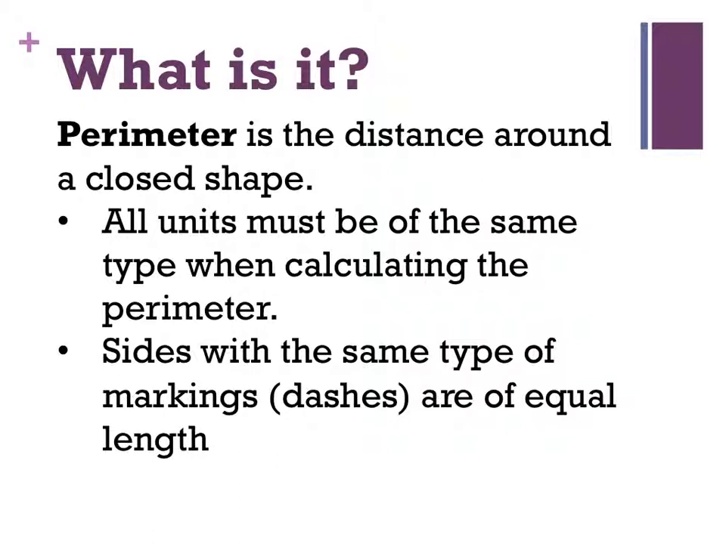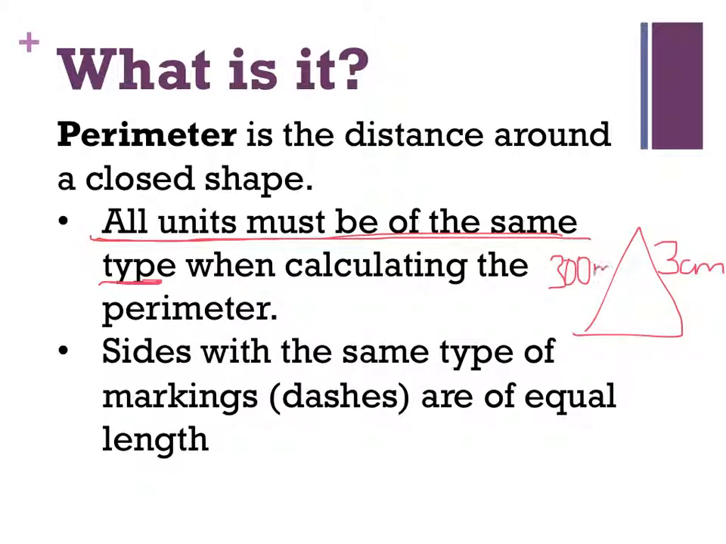If you're working out the perimeter, the first thing, and this is the mistake so many people make, is that all units must be of the same type. So if you have, say, a diagram of a triangle, and it says 3 centimetres, 300 millimetres, 30 millimetres, you can't go, okay, 30 plus 3 is 33, we'll say millimetres. No. First thing you have to do is convert that and that to the same unit.